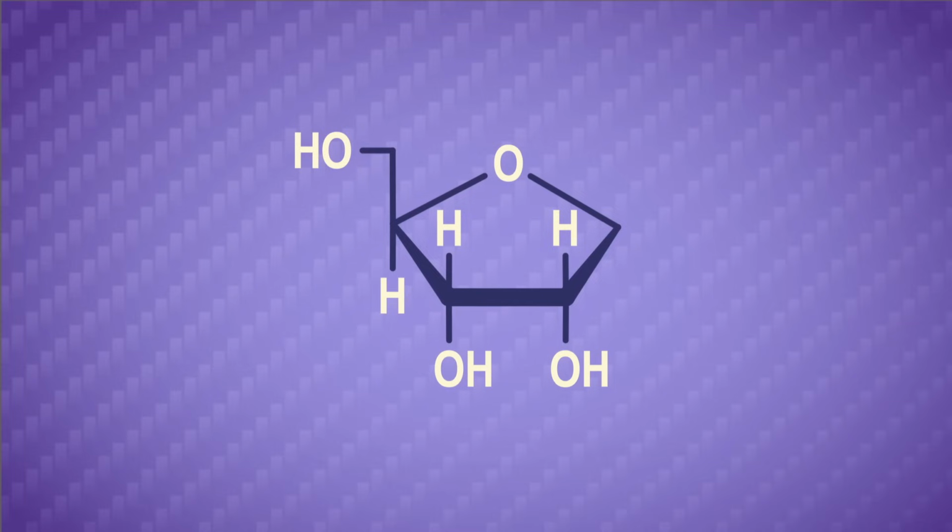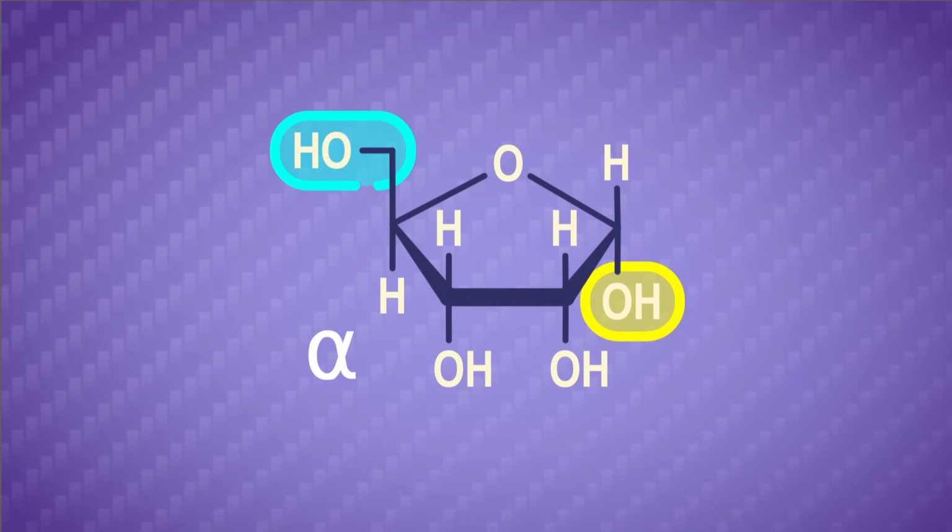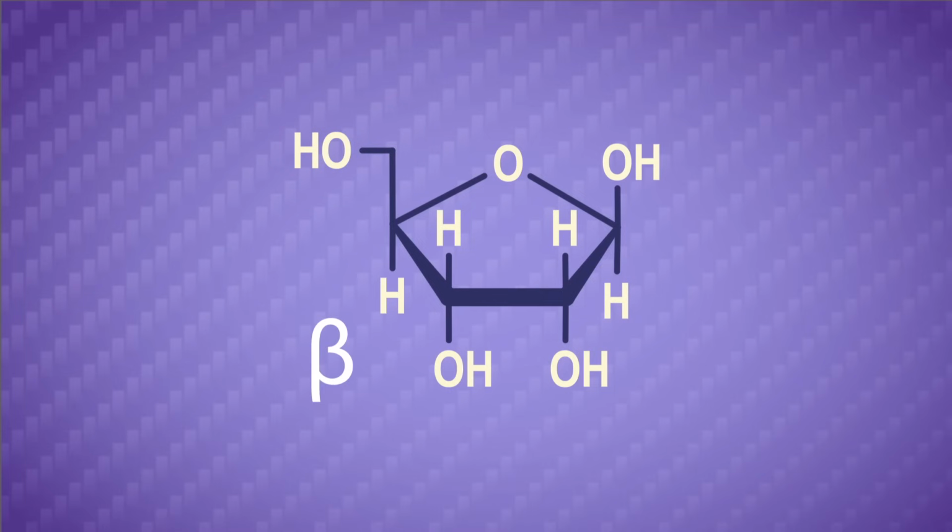The drawings of alpha and beta ribose rings look slightly different. In an alpha ribose, our new OH group and this CH2OH group are on opposite sides of the ring, away from each other. And in a beta ribose, the groups are on the same side of the ring, or by each other. And we're done.